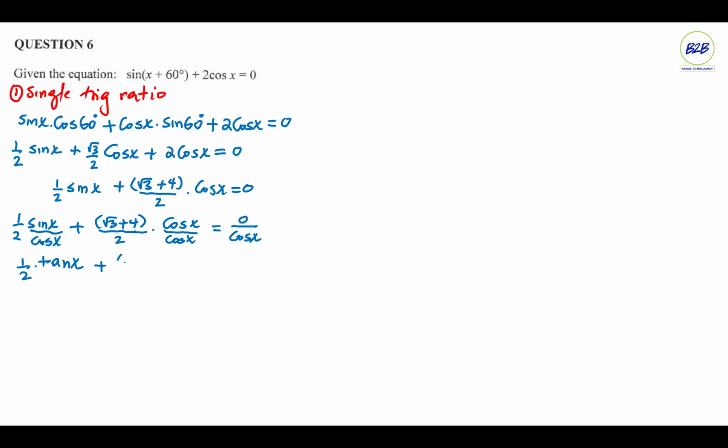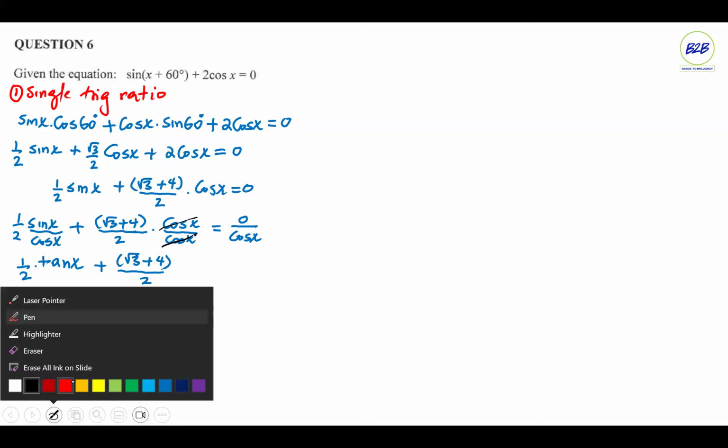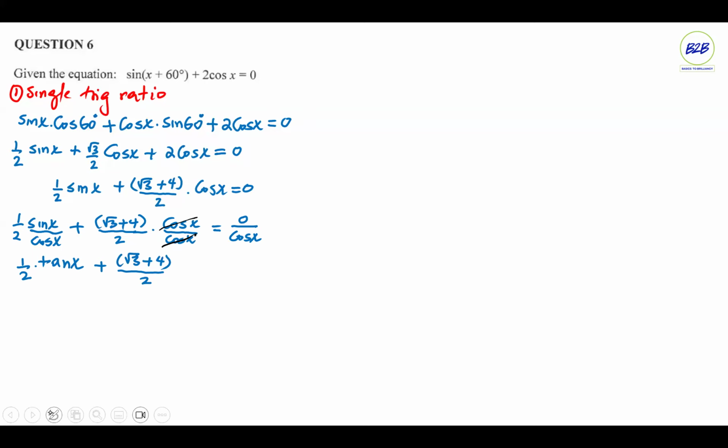plus root 3 plus 4 all over 2. What is happening here? Cos and cos will cancel one another. Then what are we left with, therefore? On the right-hand side, we're left with 0 over cos, which is 0. And that, folks, is that trigonometric equation expressed in a single trigonometric ratio, which is tan x. And that is what we have been working for.